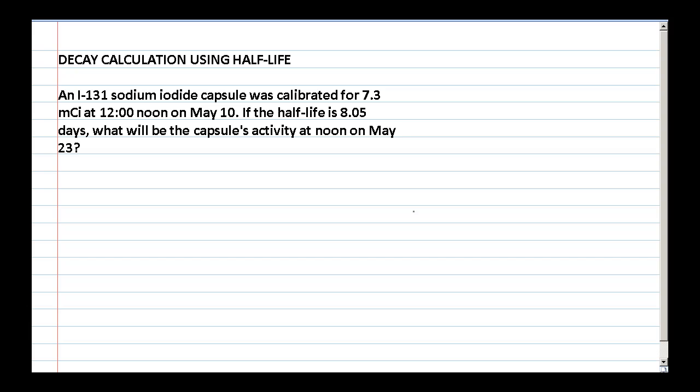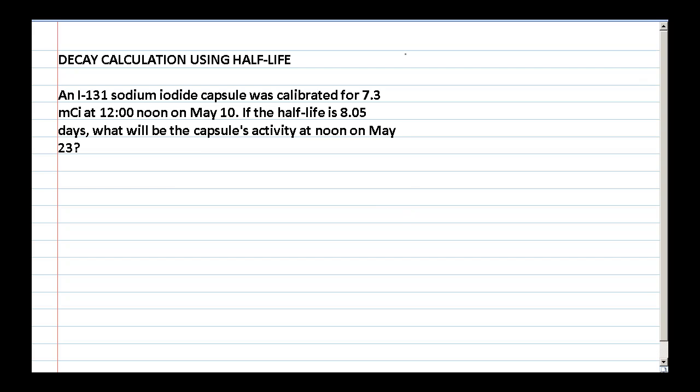So here we go. An I-131 sodium iodide capsule was calibrated for 7.3 millicuries at 12 noon on May 10th. If the half-life is 8.05 days, what will be the capsule's activity at noon on May 23rd?